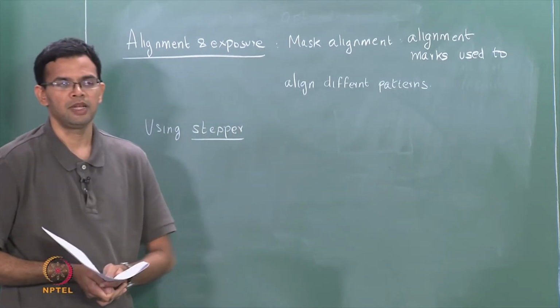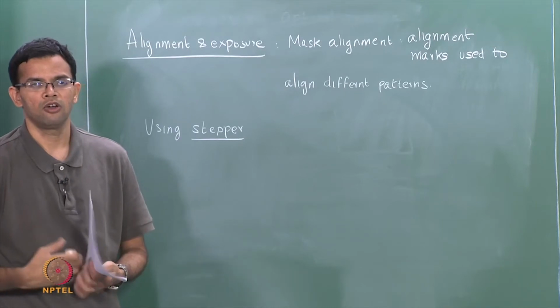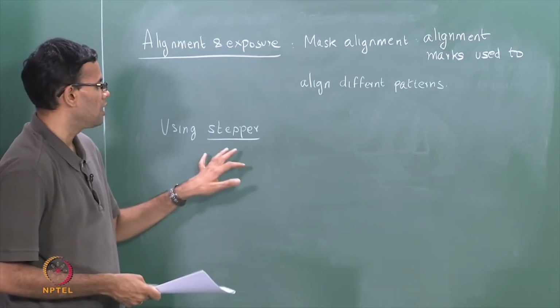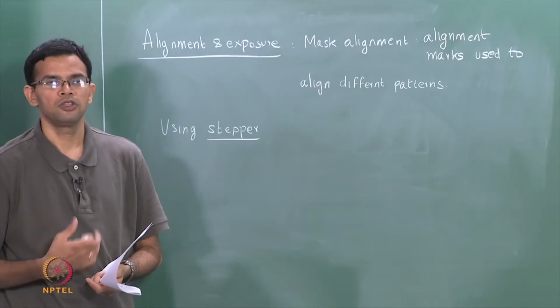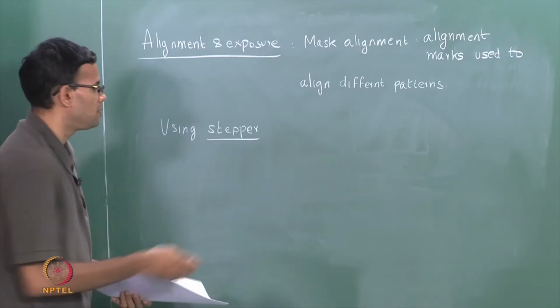Now alignment can be done both on the front side or on the back side of the wafers. Again, this depends upon the complexity of the stepper that is there. After alignment, the wafers are then exposed to the light in order to develop.